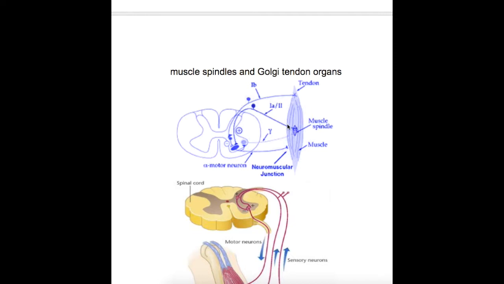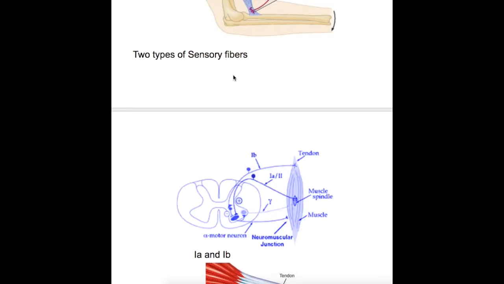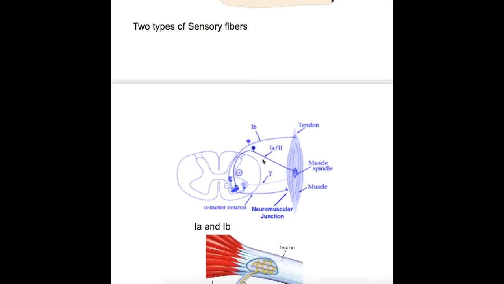When the muscle stretches, the spindles are stimulated and send impulses via sensory nerve to the alpha motor neuron, whereas the Golgi tendon organ is stimulated more by muscle contraction, but is also stimulated by the muscle stretch, and it sends impulses through 1B fibers. There are two main types of sensory fibers, the 1A fibers and 1B fibers. The 1A fibers arise from the muscle spindles and 1B fibers from the Golgi tendon organs.